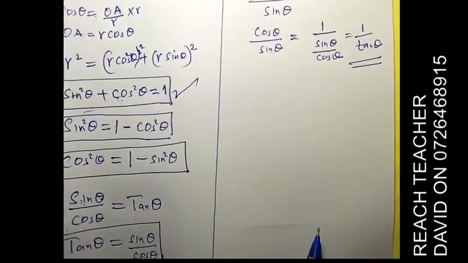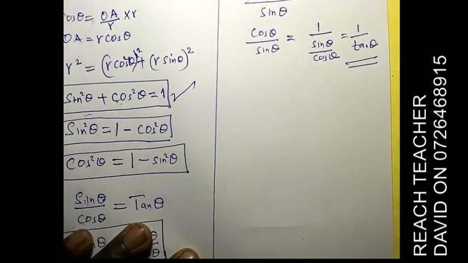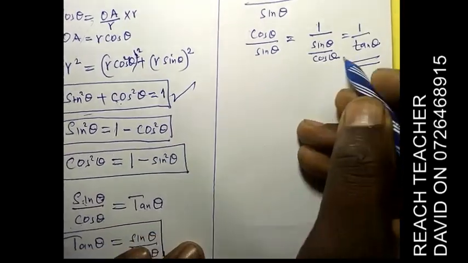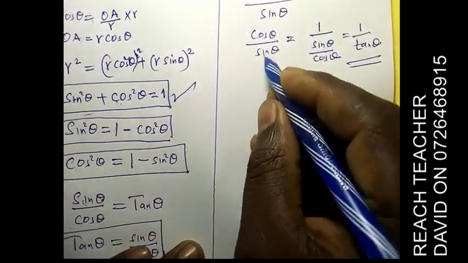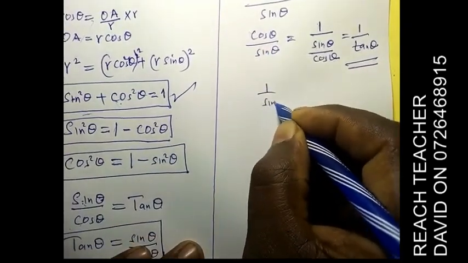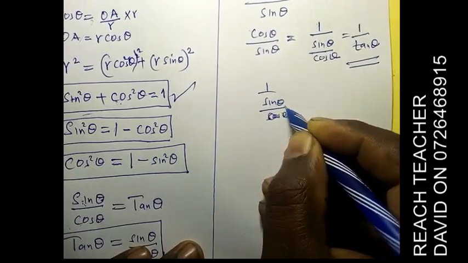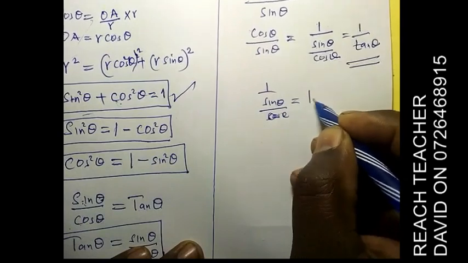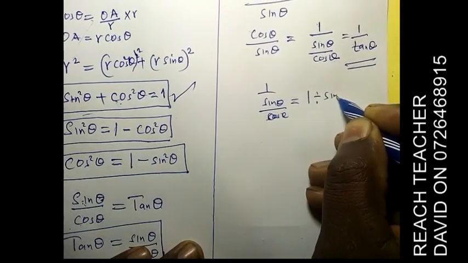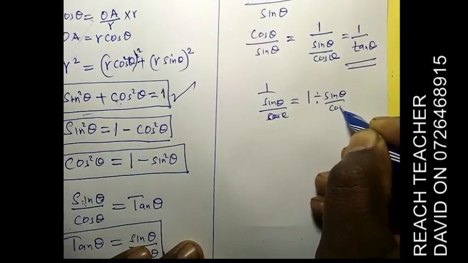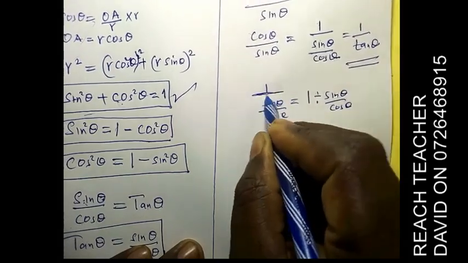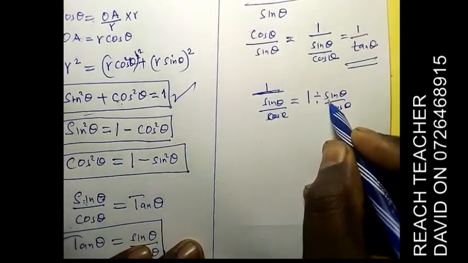Another example, example 2. So before I go to example 2, 1 over sine theta cos theta is simply the same as 1 divided by sine theta over cos theta. We remember this is a division, isn't it? So 1 divided by sine theta.